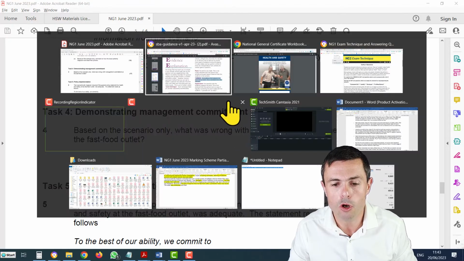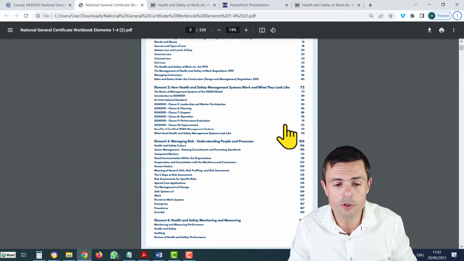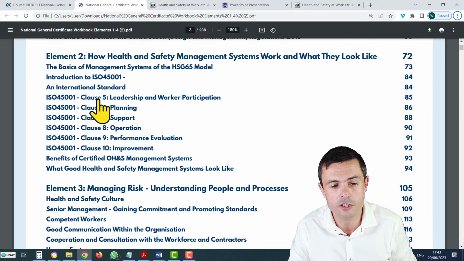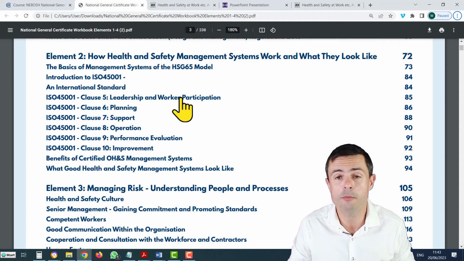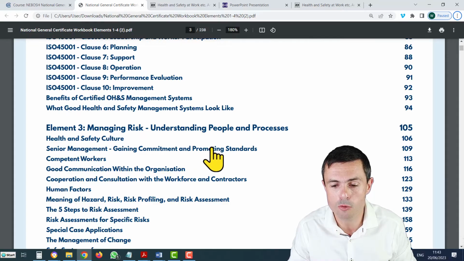So we go to our course materials here. And interestingly, on this particular topic, we've got a couple of different sections which might apply. We've got a section here which is about leadership in ISO 45001. Might be worth having a look at that. And we've also got a bit here about senior management. And I know there's a whole section in there about promoting standards. So there are two bits in the course materials which might help me understand.